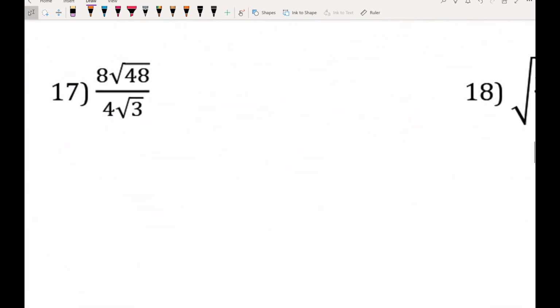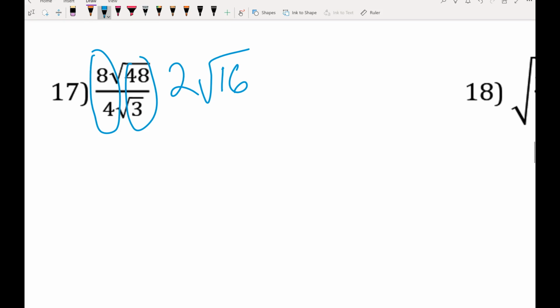For number 17, the rules for division work exactly like the rules for multiplication. You divide what's outside the radicals, the coefficients, 8 divided by 4 is 2, and you divide what's inside the radicals and leave them under the radical. 48 divided by 3 is 16. And this simplifies to 2 times 4, or 8.